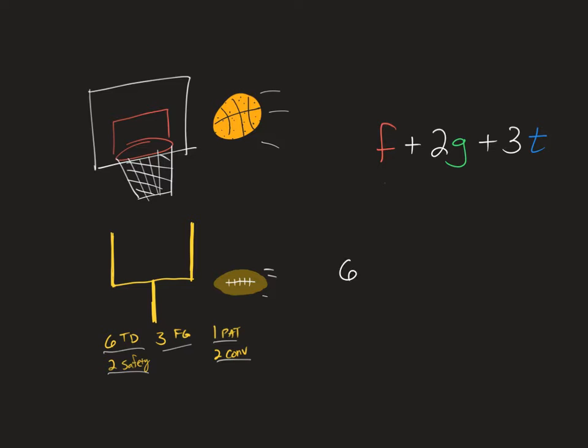So you get 6 points for each touchdown, plus the 3 points for each field goal, plus the 2 points for each safety. And then after your touchdown, you still get more points if you do a 1-point conversion, and I'll call it a PAT, a point after touchdown, and you get 2 points if you do a 2-point conversion too. And I want you to be aware that each time we did that, we used a different variable.